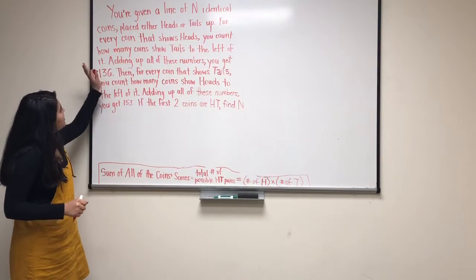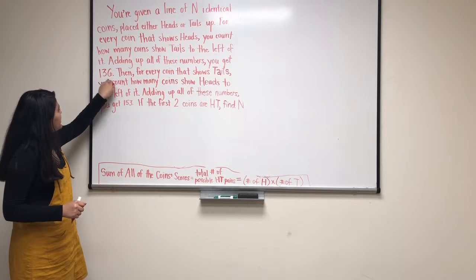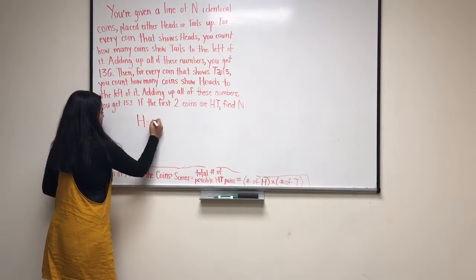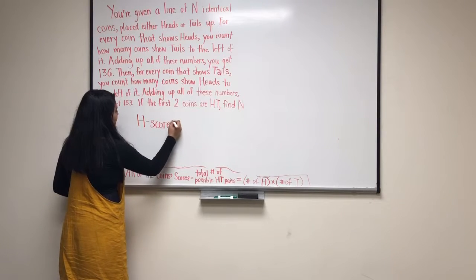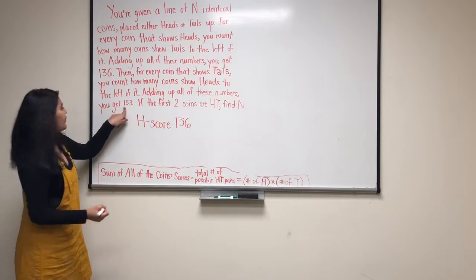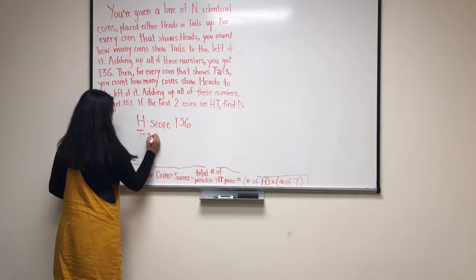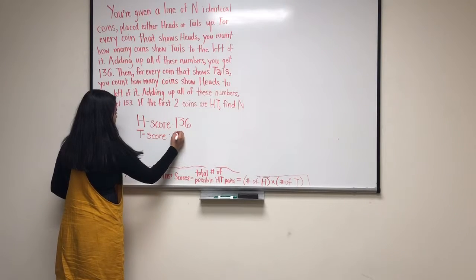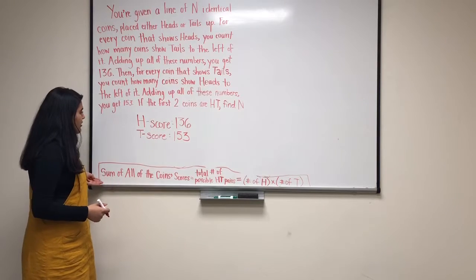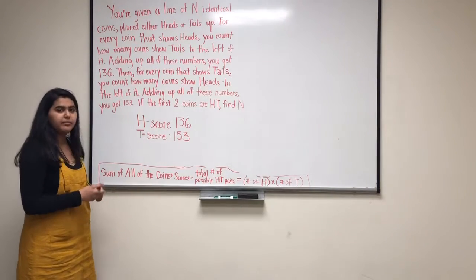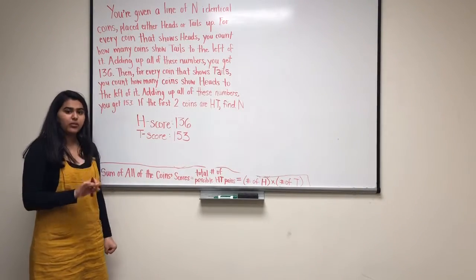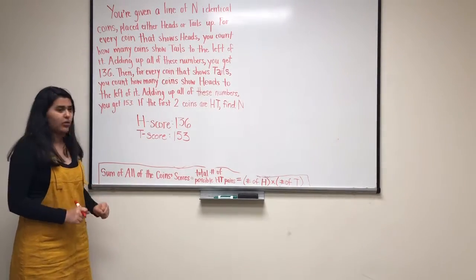The question says, adding up all these numbers, you get 136. This 136 is the H-score. So what we're given in the problem is the H-score equals 136, and we're given that the T-score equals 153. Now we have this key piece of information at the bottom. How do we apply it to what we're given? Well, the sum of all of the coins' scores equals the H-score plus the T-score.